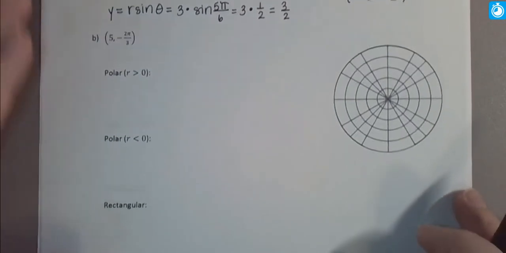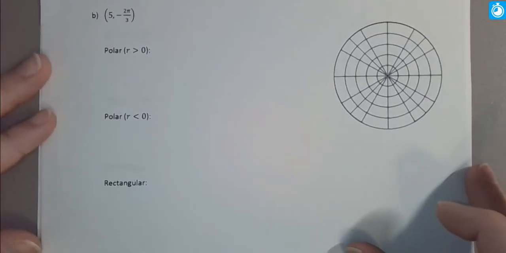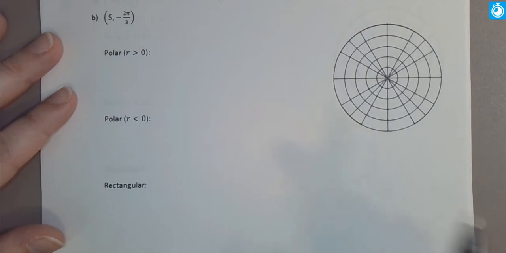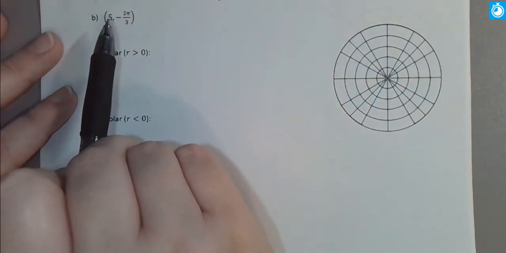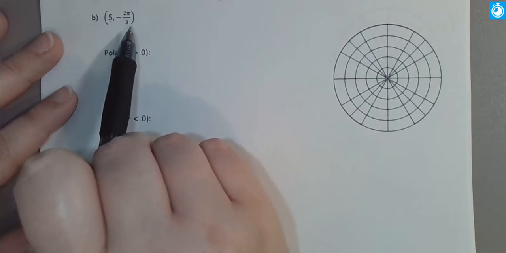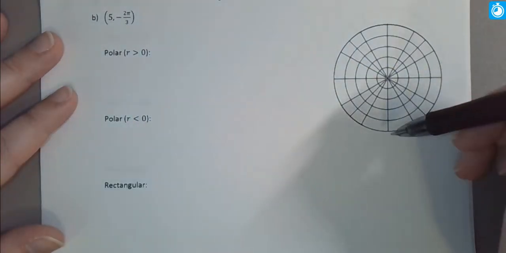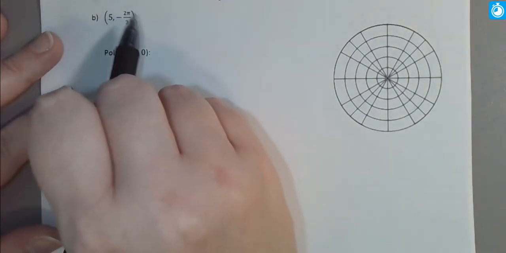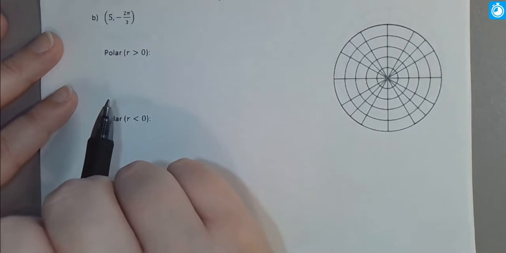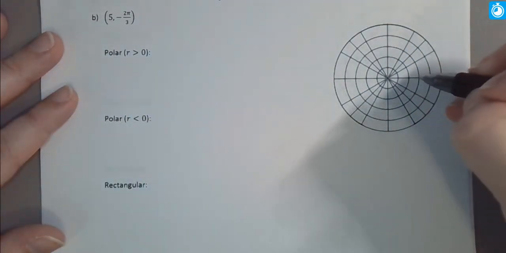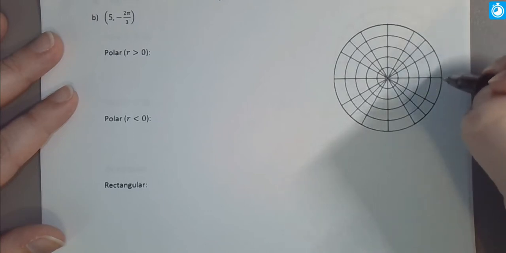So again, same directions. We want to find 2 additional polar representations, and then convert to rectangular coordinates. So now we have a positive r value, but our value for theta is negative, which just means we're rotating clockwise rather than counterclockwise. Okay, so again, I like to start with the value for theta. So negative 2 pi over 3. That means we're starting along the polar axis and rotating negative 2 pi over 3 radians.